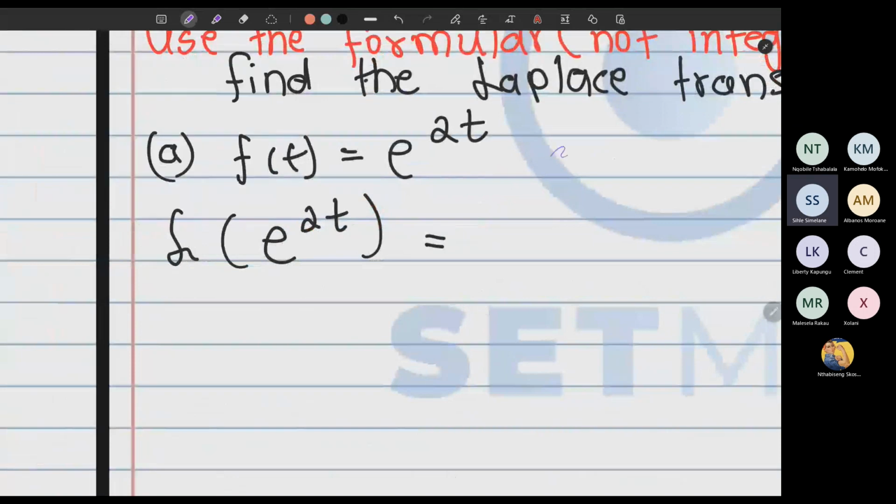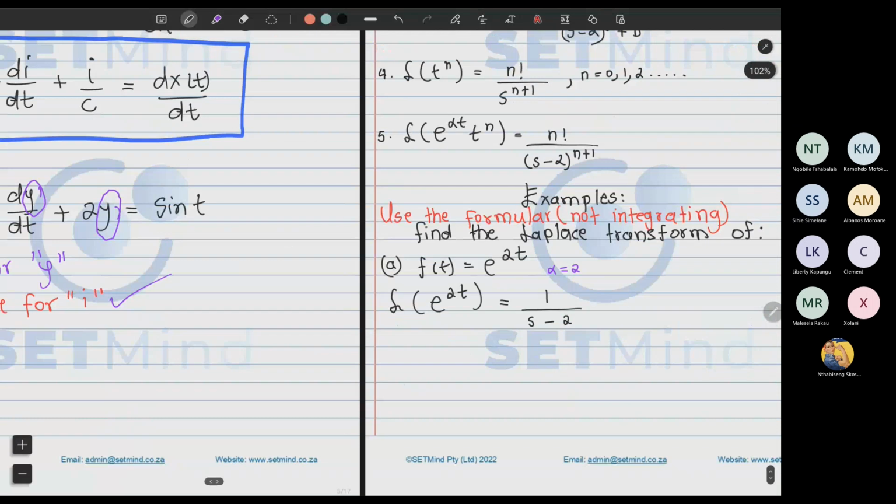So we can see that our alpha is 2. So therefore, our answer is 1 over s minus alpha, which is 2. And we are done.